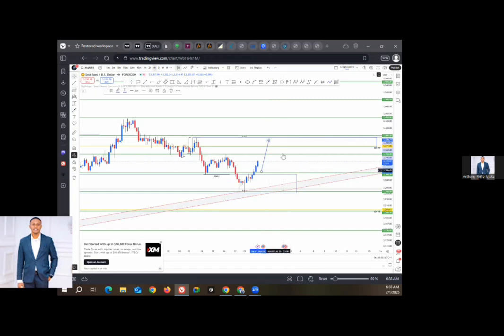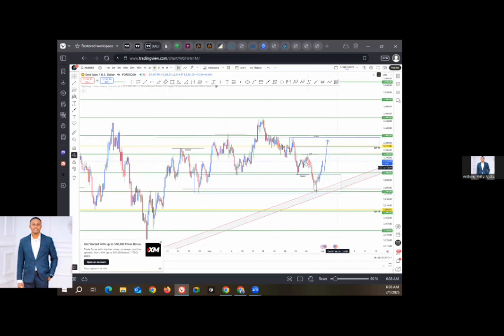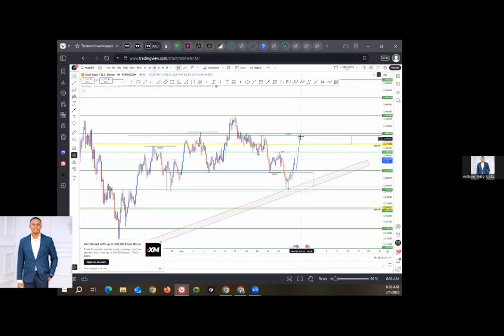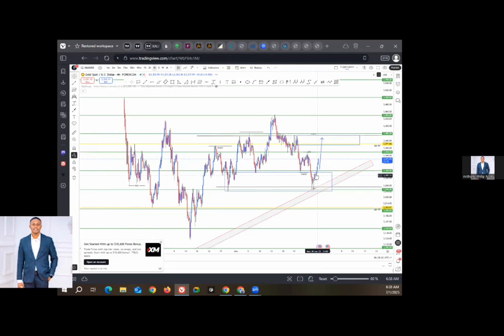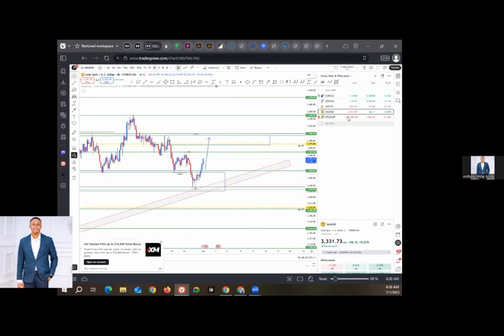Okay, it's going to take this liquidity here, and then head to that point of interest. Before any of that, it will probably continue to sell to the downside. So this is what I see for gold. Then we start looking for the next structure. If we break that supply zone, then we continue buying to the upside.